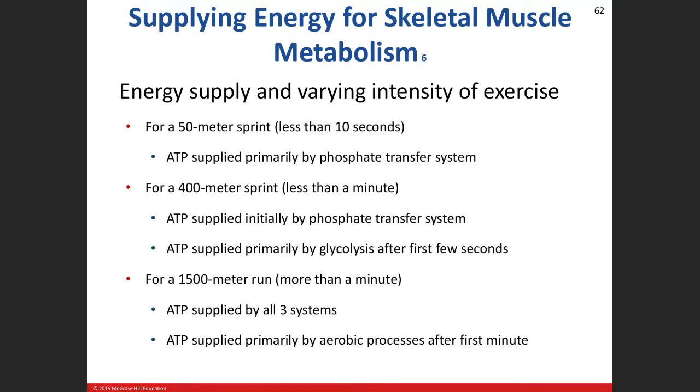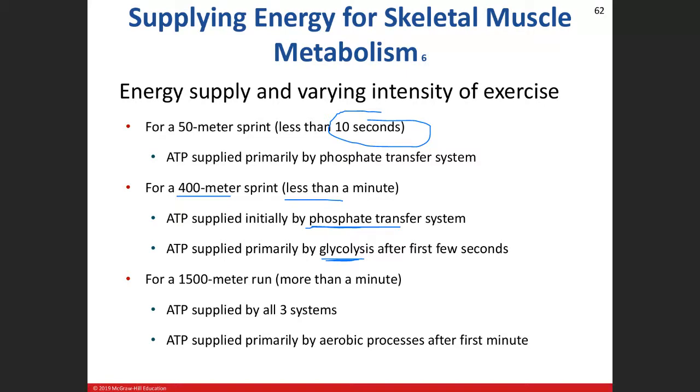Now, for a little bit longer burst, but still short, less than a minute, about a 400-meter sprint, that's once around the track, we're going to start off by using the phosphate transfer system, but like I said, that's only good for 10 seconds. Well, what do you do after that? No problem, glycolysis. All that blood sugar that's floating around, we're going to break that down, bang, and we're going to make ATP with it.